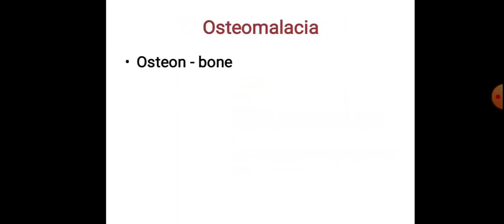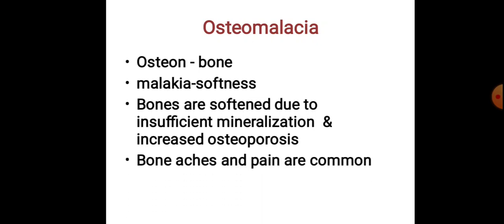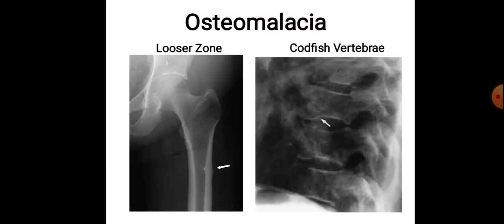Next disease is osteomalacia. Osteo means bone and malacia means softness. So bones are softened due to insufficient mineralization and increased osteoporosis. Bone aches and pains are common. So these are the main X-ray findings of osteomalacia. There will be defective mineralization, there will be Looser zones, and in the vertebrae you can see codfish vertebrae.